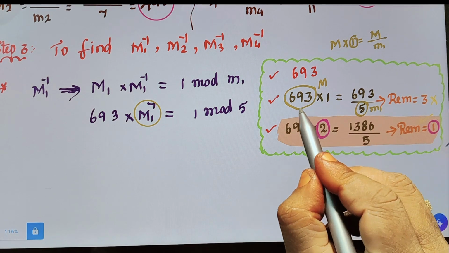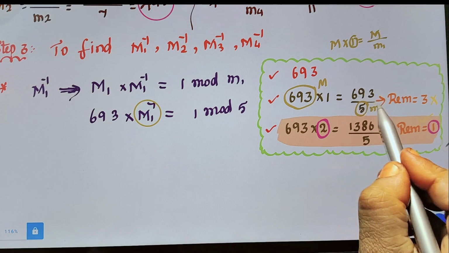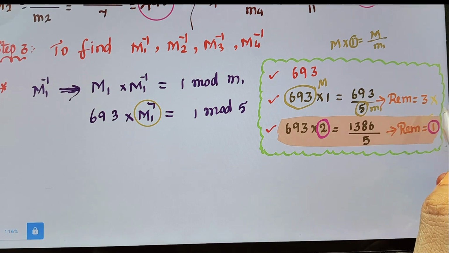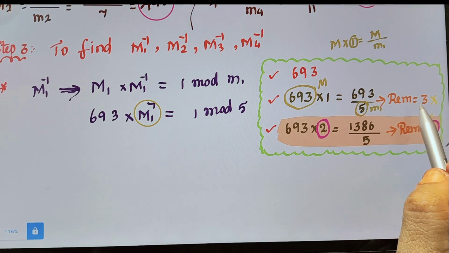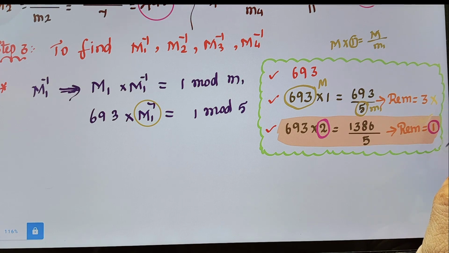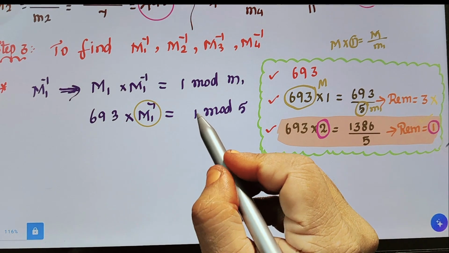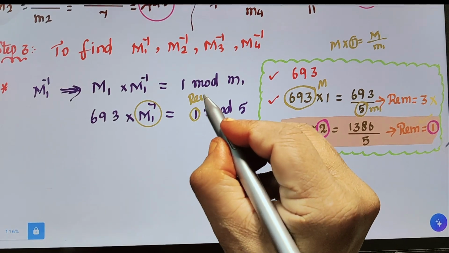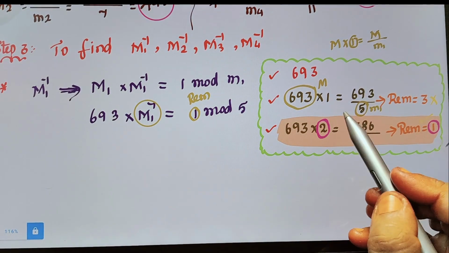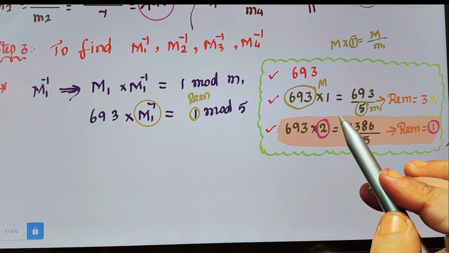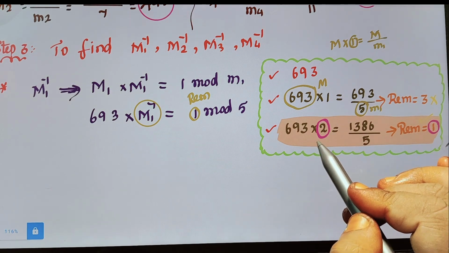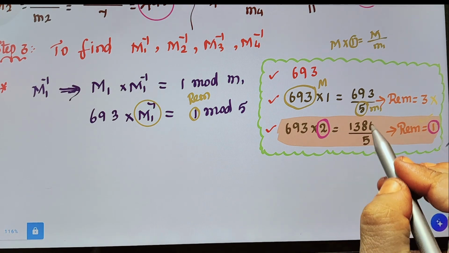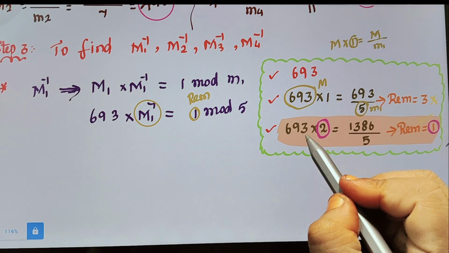Okay, 693 into 1 equal to 693 divided by 5. Using a calculator to calculate the remainder, the remainder equals 3. So this is not yet considered, because we need the remainder value to be 1. So discard that first step, and for the second one, 693 into 2. Likewise, you have to divide the number.